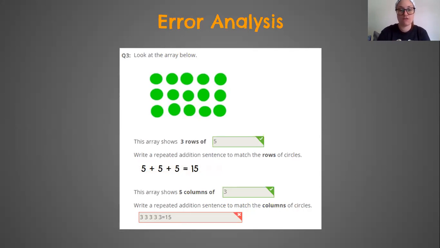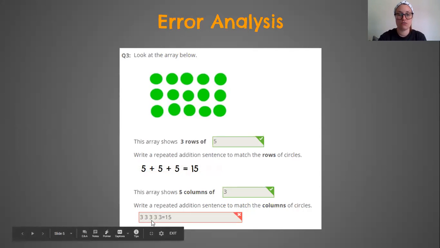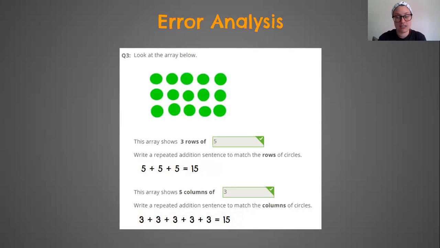Okay, same thing for the columns. If you look at their answer, 3, 3, 3, 3, 3 equals 15. They just didn't quite have all of the pieces that they needed. They needed to have the plus sign. It's not a repeated addition unless you have the addition in there. And it's not a complete repeated addition equation unless you have all the numbers, the plus signs, the equal sign, and your total. So really slowing down, looking at what it's asking you, and making sure that you're typing in what you want, that's really going to help you. Okay?